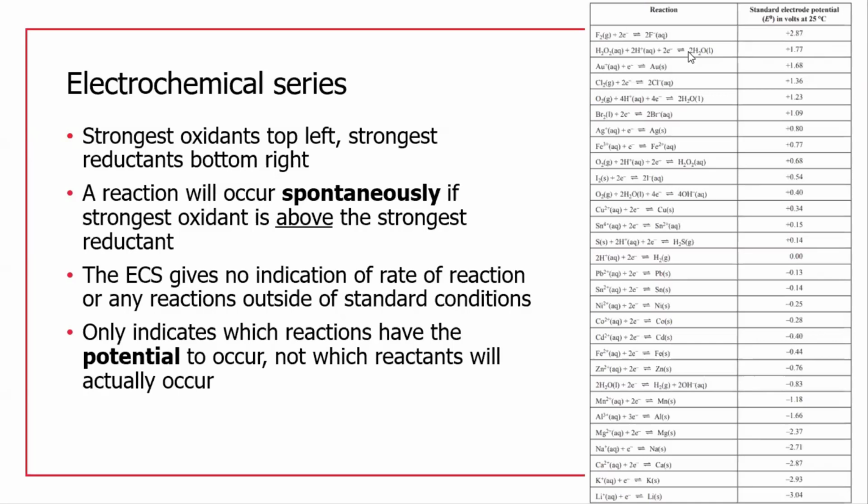The electrochemical series does not tell us the rate of reaction, and it also doesn't tell us the position of reactions in terms of their strongest oxidant or reductant in conditions other than our standard condition. If you note on the top right, we have our standard electrode potential in volts at 25 degrees Celsius. So if we're not at 25 degrees Celsius, this electrochemical series can actually change. So there's technically an electrochemical series for every temperature. That's just another thing to look out for.